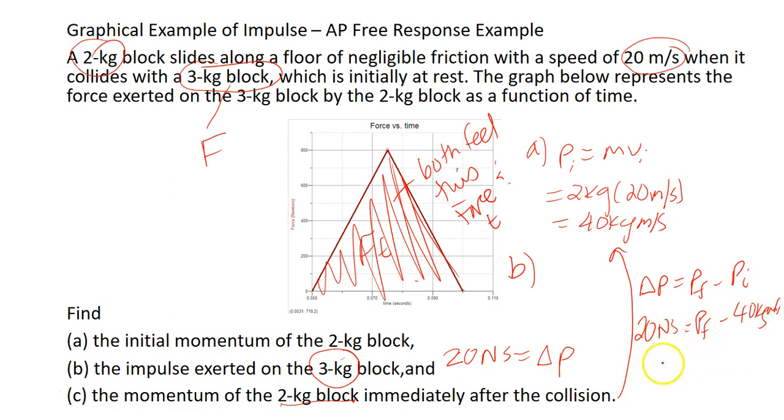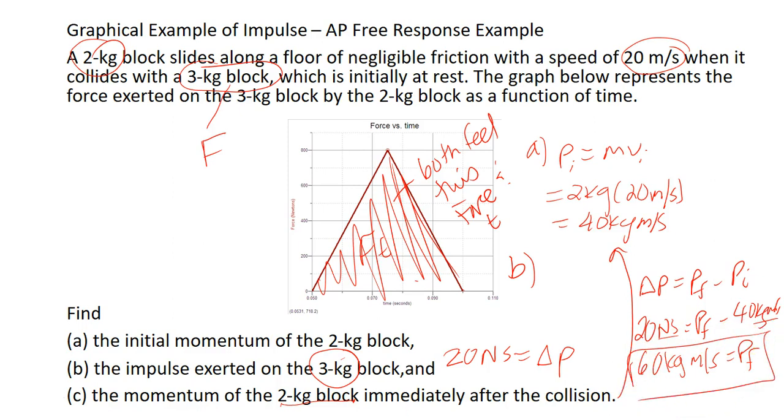So that would mean you have to move this over, so this would be 60. Now, notice the units here: kilograms, meters per second, and newton seconds, they're the same. But since we're going specifically momentum, I'm going to change it back to this. So that's how you find that part.